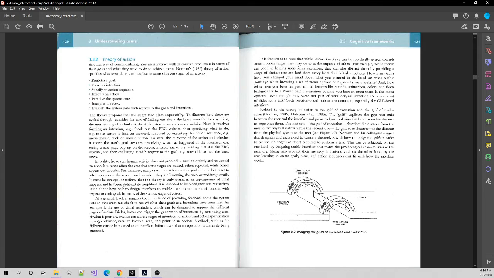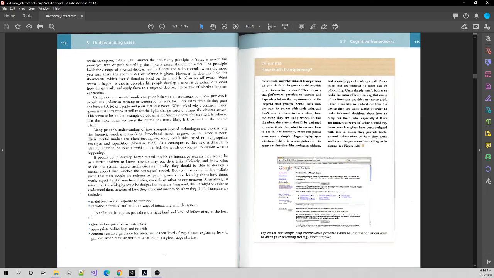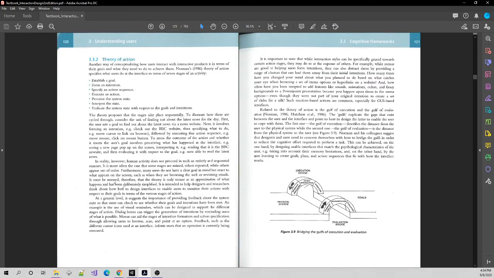They have to specify an action. They have to interact with the interface mechanism. That's the execution bridge over this gulf of execution. Without it, we cannot actually interact with this system. Here's a series of steps that we do to try to execute some action on the system. And then the system in return produces some evaluation back to the user to know if they've achieved their goal.